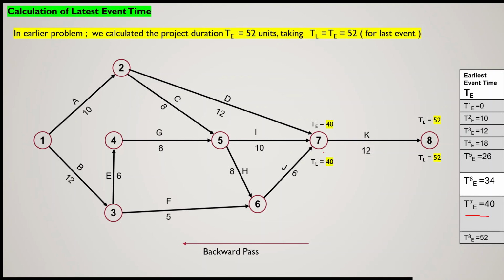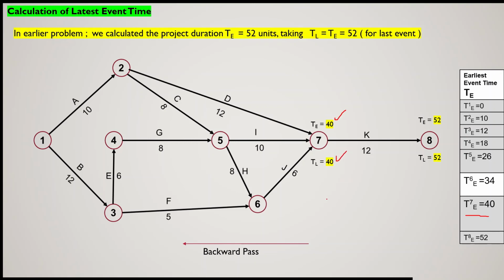So that is 40. Now it is very clear that for activity 7-8, your earliest time as well as latest time for event number 7 as well as number 8 are similar. So that means you can't go beyond 40 days. You can't start event number 7 after 40, otherwise your project duration will be disturbed. So we have calculated the latest event time for event number 7.